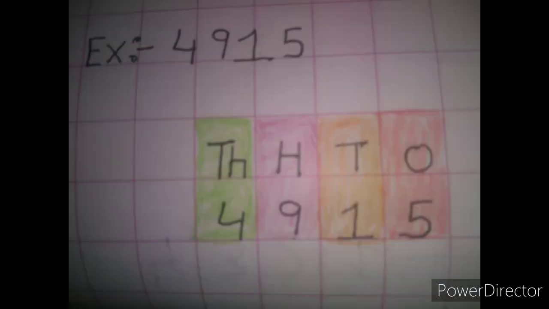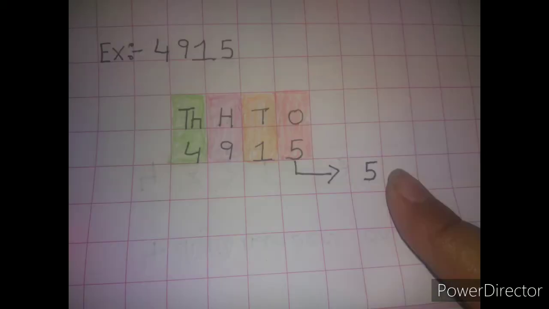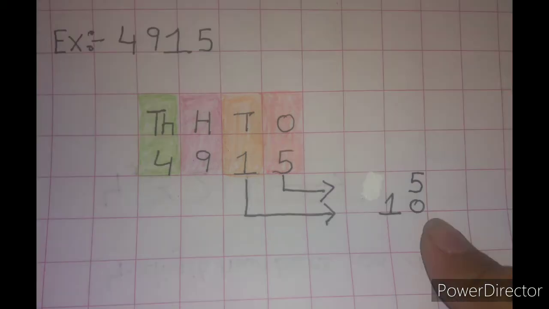This is 4915. So under the ones column the digit is 5. So the place value of 5 will be 5 as it is under ones. Under tens the digit is 1. So its place value will be 10 as it is under the tens column.